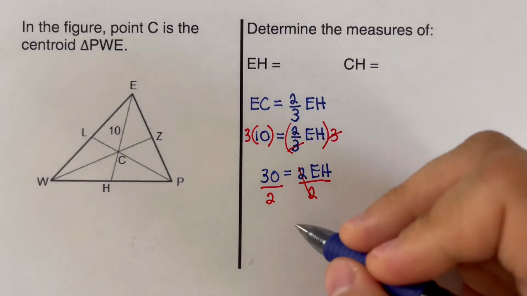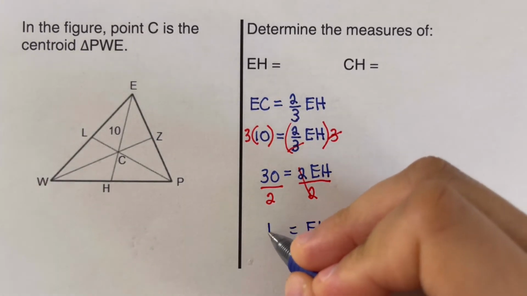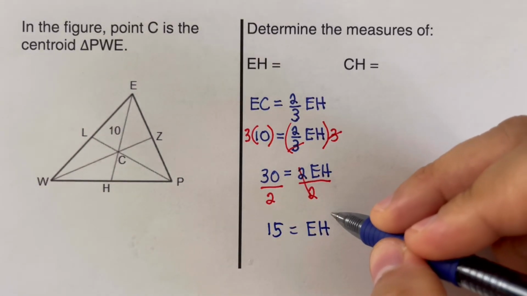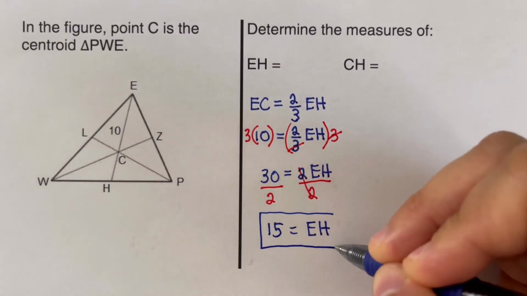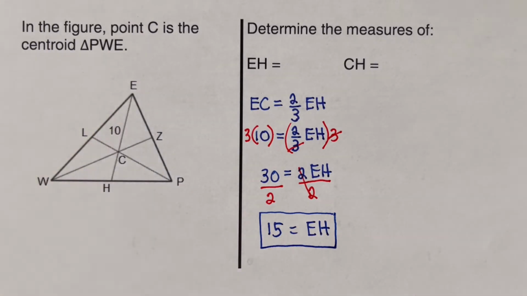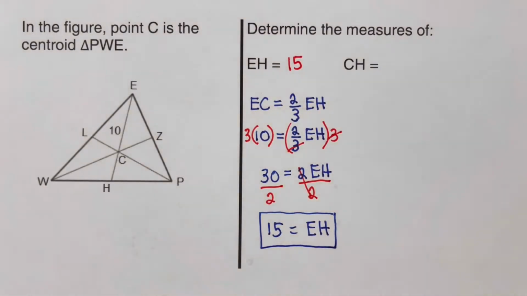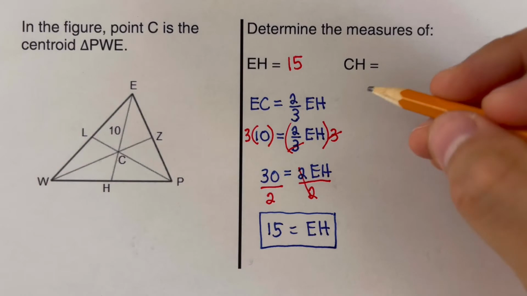So we are left with EH is equal to 15. So the length of EH is 15. So this whole thing from E going to H is 15. So we can go ahead and put that answer up here. So that's 15. So we can solve for CH.